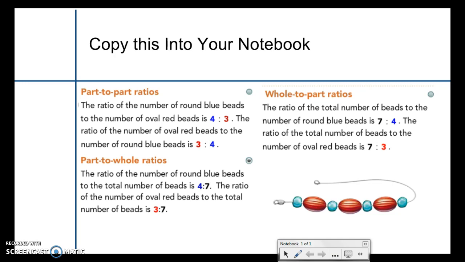Okay? Go ahead and pause this part, and I want you to copy down these notes. If you don't want to copy these down word for word, if you want to copy down sort of what I said, that's also okay, but you do need to know what part to part, part to whole, and whole to part are. Okay? Push play when you're ready to move on.